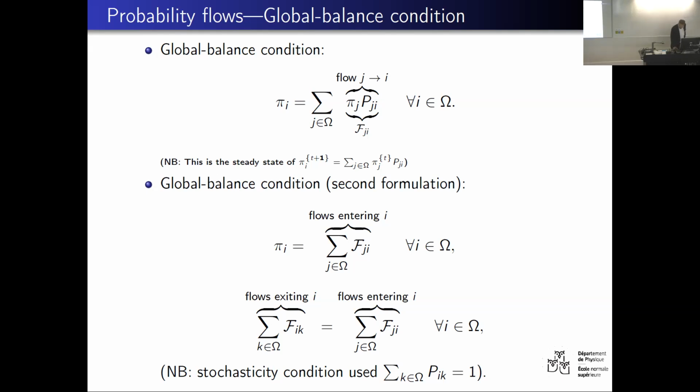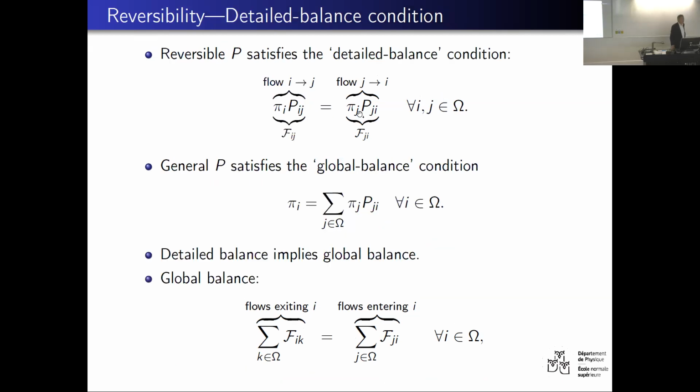Besides this global balance condition, what is much more famous is the detailed balance condition. Maybe one or the other of you have heard about it. Detailed balance, ever heard about this? That's what everybody studies because it's easier. The detailed balance condition says that the flow between sample i and j must be equal to the flow from j to i. So the flow from i to j must be equal to the flow from j to i.